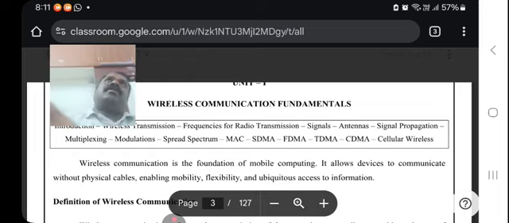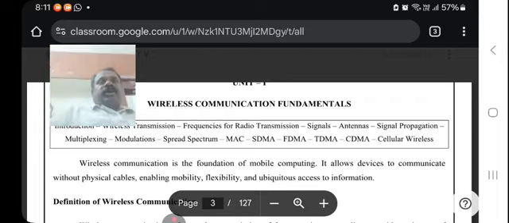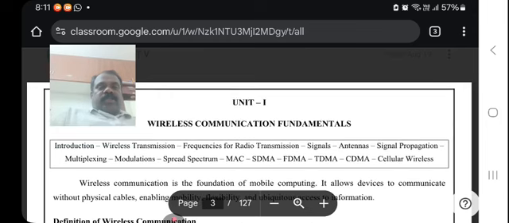In the past, there was the evolution of computers: first generation, second generation, third generation, fourth generation, and fifth generation computers. And nowadays we are using 5G networks. In this wireless communication fundamentals or mobile computing subject, we are mainly focusing on the network subject. Okay, network concepts are the main thing.